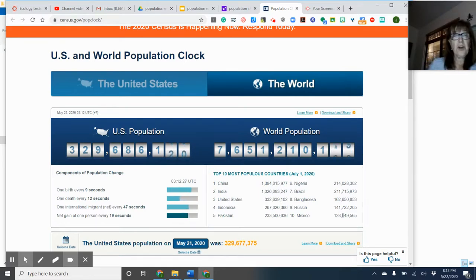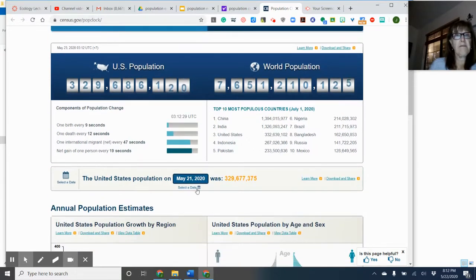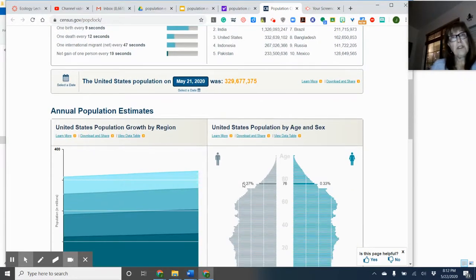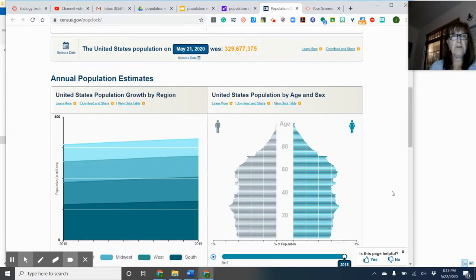Okay. So in, let's see, May 21st, 2020, population size was, wow, look at how many individuals we have added, because today is May 22nd. So in one day, we have added 9,000 individuals approximately. That's huge. Now, on this pop clock site, and you can go to census.gov/popclock/, this is a really fun, interesting site to play around with.